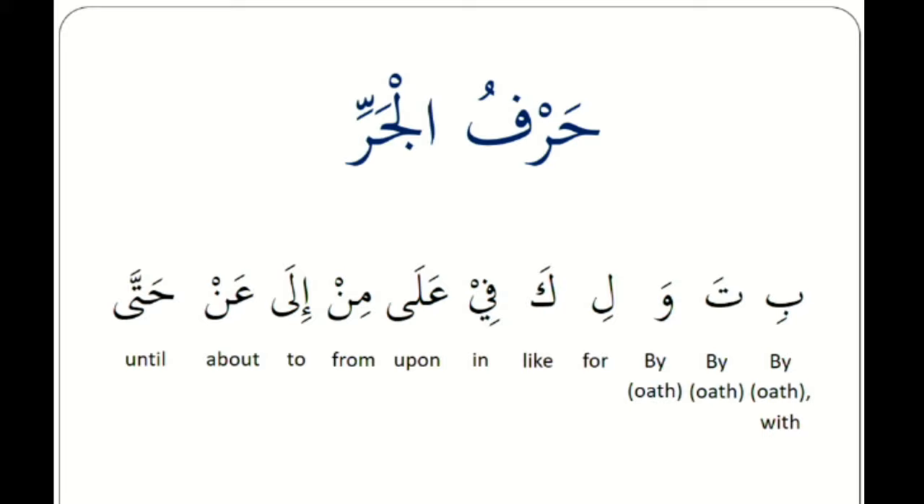Next one, min, or mina sometimes. What does min mean? From. Give me one with min. A'udhu billahi minash shaytan. Min means from. A'udhu, I seek refuge, billahi, with Allah, min, from the shaitan. Give me another with min. What's the beginning of that ayah? Another one. Min nutfatin. Allah created something from a drop. Next, ila. Give me one with ila.